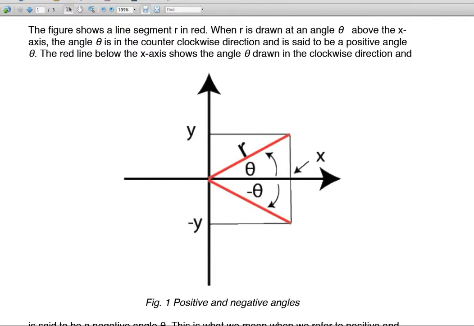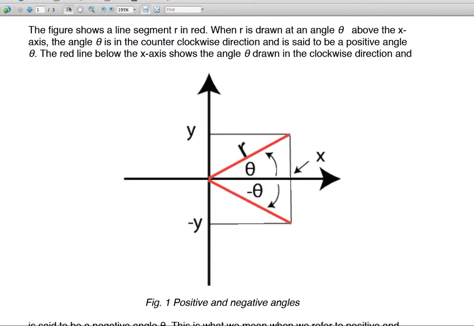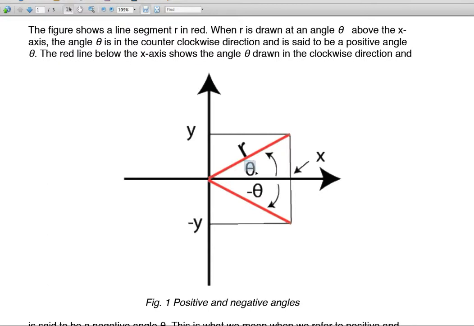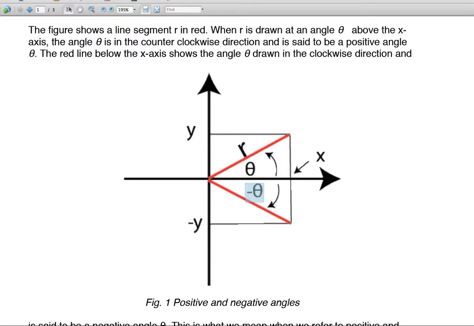Now when we measure angles, it is customary to measure the positive angle as going in this direction, from this line up to this line. It's called the counterclockwise direction. If we measure an angle going from the x-axis down this way, the angle is in the clockwise direction, and the angle is typically referred to as being a negative angle. So positive angle goes in the counterclockwise direction, negative angle goes in the clockwise direction. That's how we measure positive and negative angles.